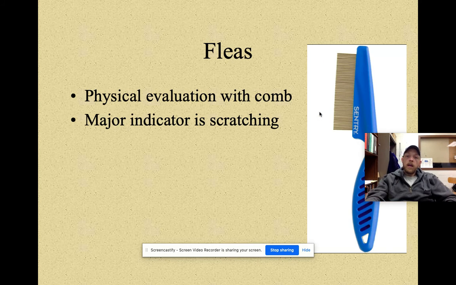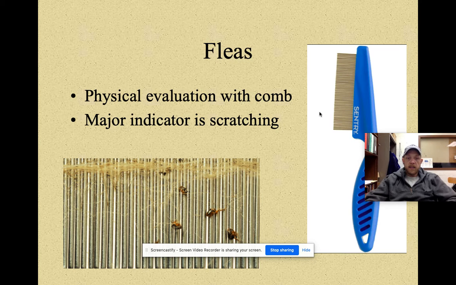Fleas. So fleas, we're going to physically evaluate. The easiest way to do so is with a flea comb. A flea comb has tines in it that are extremely close together. The separation is about the diameter of 1 to 2 pieces of hair. Major indicator that a patient has fleas is they scratch. When we use this flea comb, the fleas cannot fit between the tines and they're actually lifted out, and then we can confirm that we have fleas.